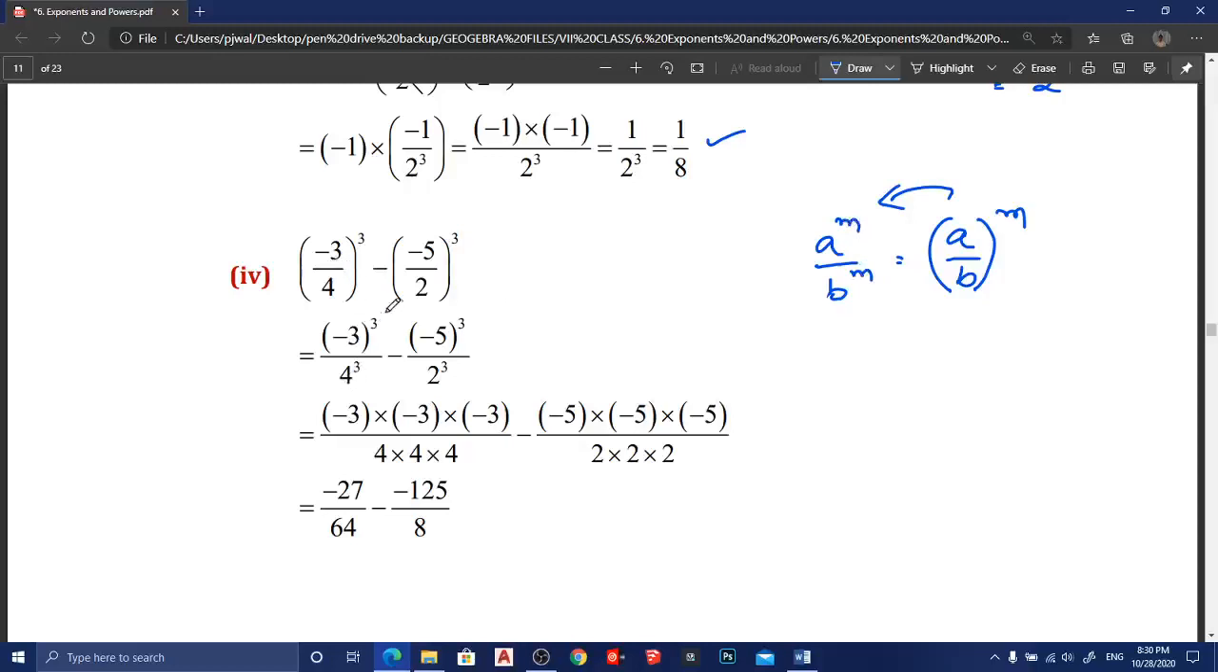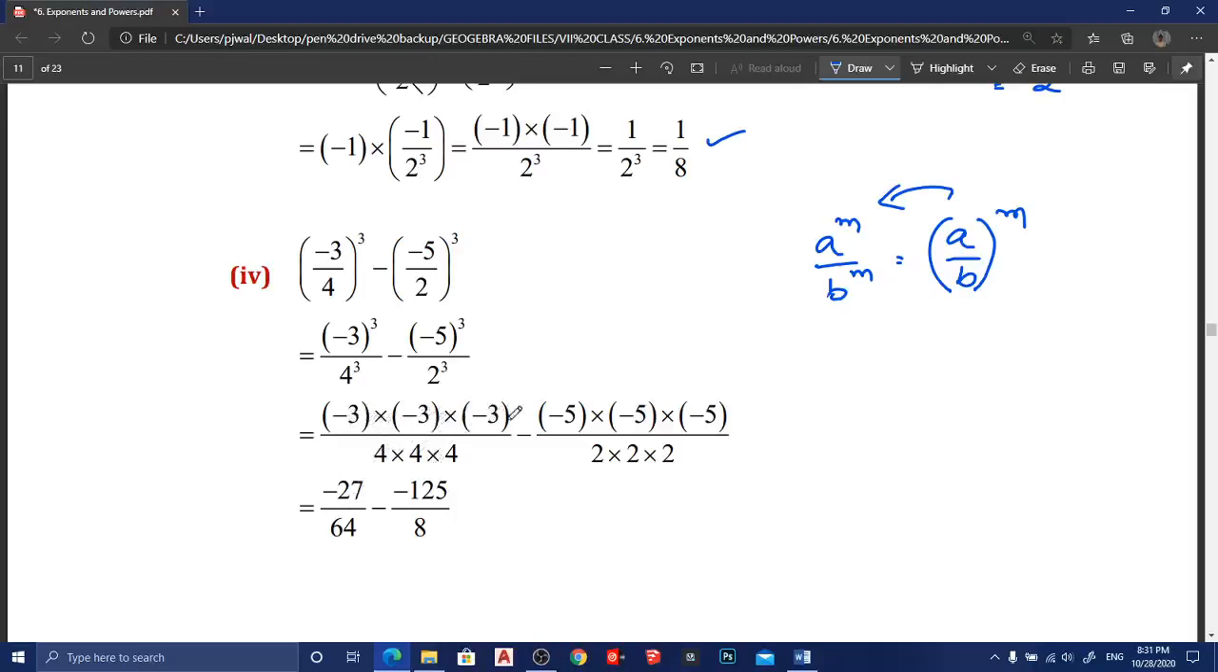Minus 3 whole cube by 4 cube, by splitting it to both numerator and denominator, minus 5 whole cube by 2 cube. Now how can I write this? Minus 3 whole cube, minus 3 into minus 3 into minus 3 by 4 into 4 into 4. Minus 5 cube, how can I write? Minus 5 into minus 5 into minus 5 by 2 into 2 into 2. So multiplying this, what will you get here? Minus into minus is plus, plus into minus is minus.